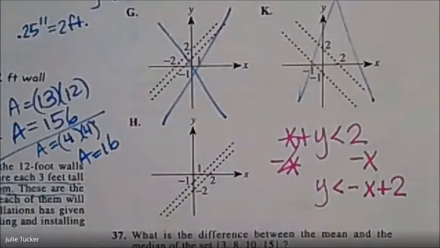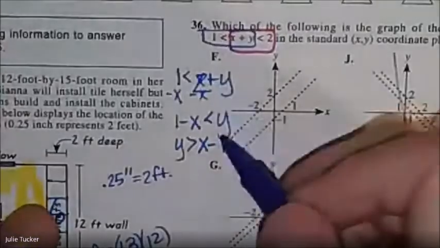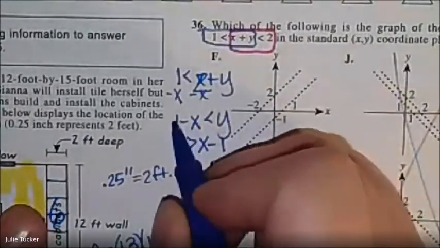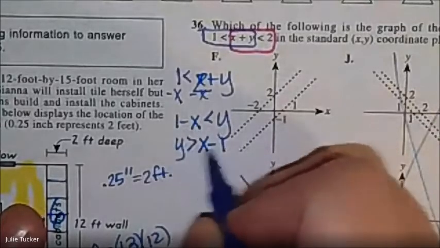Uh-oh. How can that be right? Greater than x minus 1. Oh, I messed up. Shoot. I messed up earlier, Connor. Look, right here. This says 1 minus x, not x minus 1.